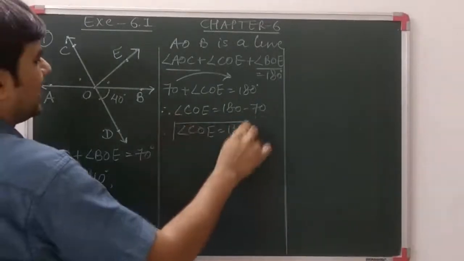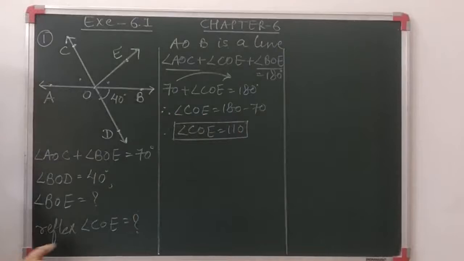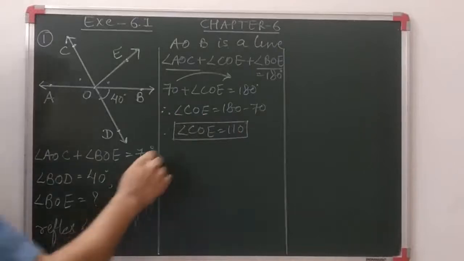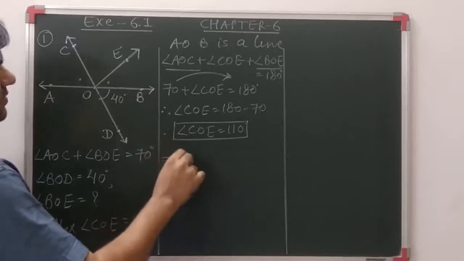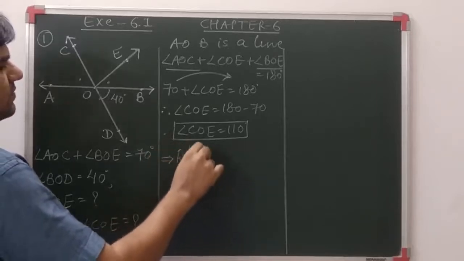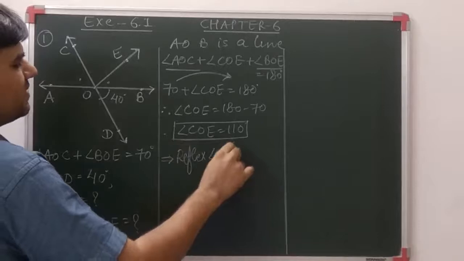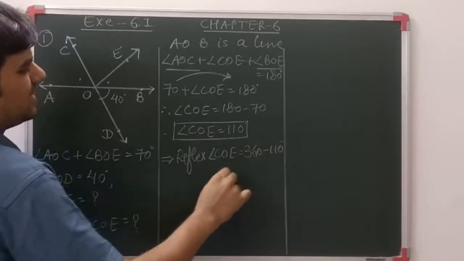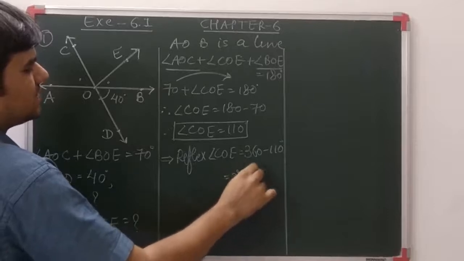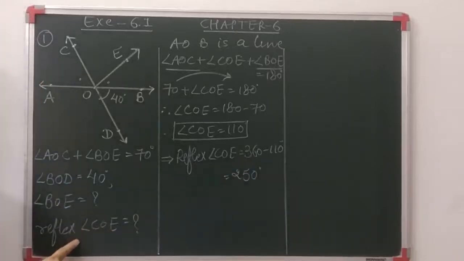Now this is not the angle which we have to find out. We have to find out the reflex of this. So we discussed in the previous video, part 1, that a reflex angle can be found by subtracting the value from 360. So we can say that that value is 250. So we obtain this angle.